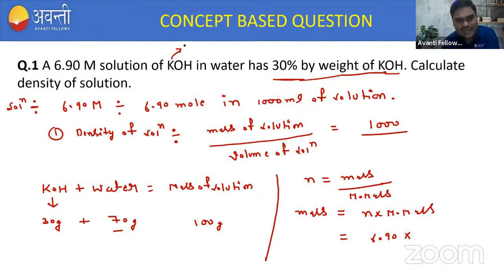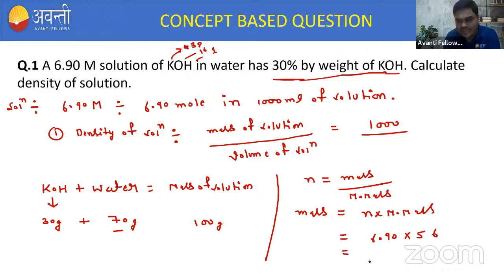We have potassium, K, having atomic number 19, so the mass comes out to be 39. Oxygen we have 16 and hydrogen we have 1. So 39 plus 16 plus 1, that is 56, right? So this is nothing but 56.